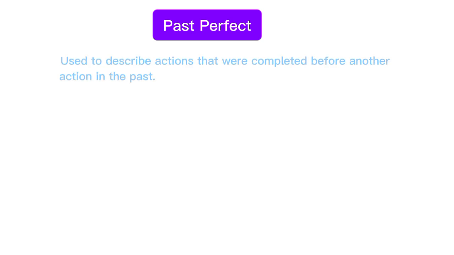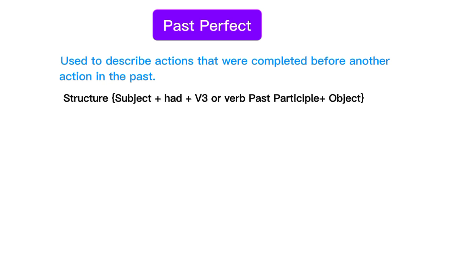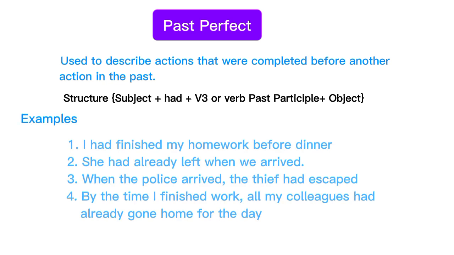Past perfect tense. Used to describe actions that were completed before another action in the past. The structure is subject plus had plus V3, or verb past participle, plus object. For examples, I had finished my homework before dinner.